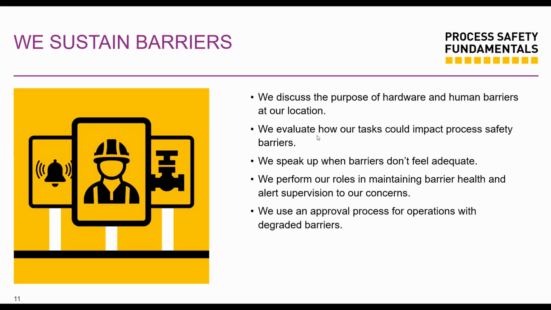So we're supposed to evaluate how changes could impact process safety barriers. Yes, because sometimes we want to bypass some trips, but we're supposed to actually see how badly it could affect the system. We're supposed to speak up when barriers don't feel adequate. Like, hey, maybe we don't have enough safeguards for this task we want to carry out. We want to break a flange open. We want to isolate a pump. We don't have a double block and bleed. We're supposed to speak up when we feel these barriers are not adequate.